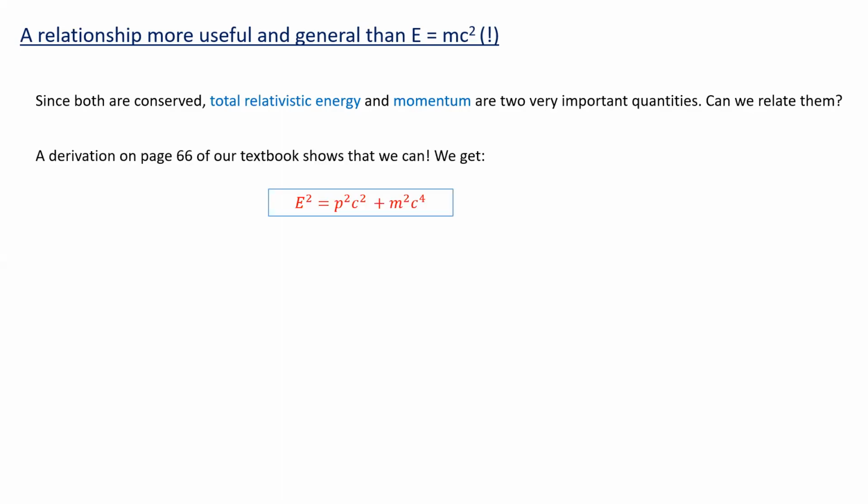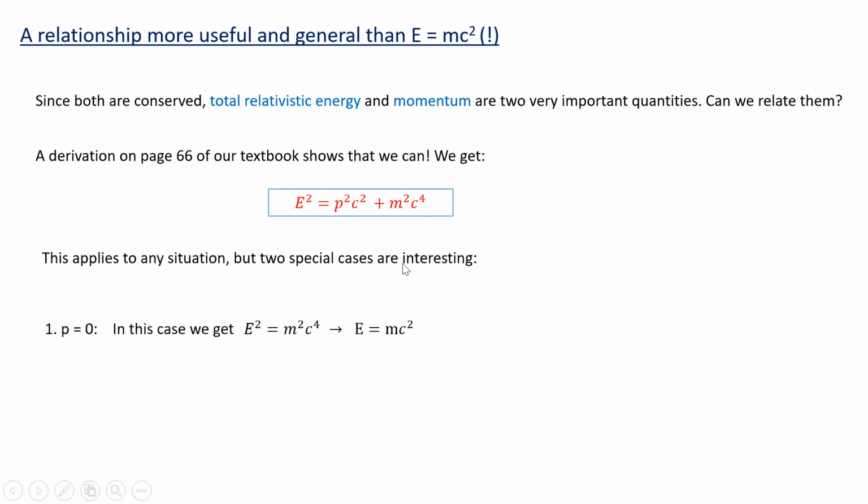It is possible to relate them, and a derivation in our textbook, it's on page 66 if you'd like to look at it, shows that we can relate these two. And we get the expression E squared is equal to P squared c squared plus M squared c to the fourth. So let's look at this for a second. This applies to any situation, but there are two special cases here which are very interesting.